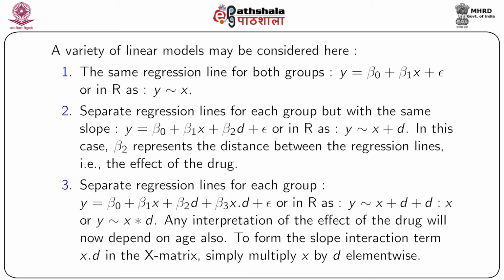So we can use the same regression line for both. We can use separate regression line for each group but with the same slope, which means we are only using the x variable as the covariate and the dummy variable d, or the medication variable d. And a third kind of regression model which can be fitted is the separate regression line for each group. So if we want to differentiate between the two regression lines based on the group, we need to add a third term, which is the interaction between the medication as well as the age.